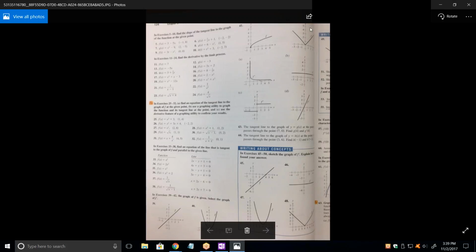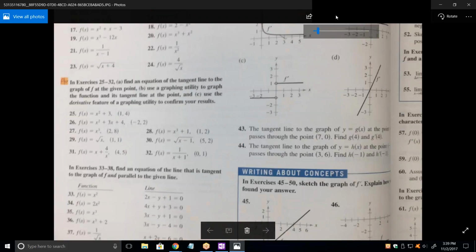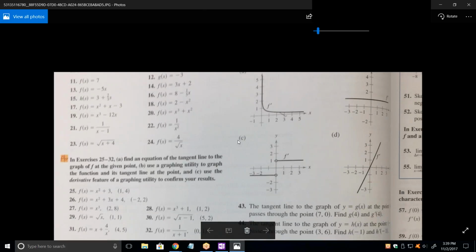I don't think I've ever seen an identification number that was larger than that. Yeah, I don't know.